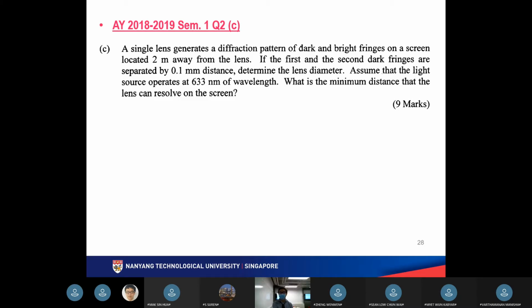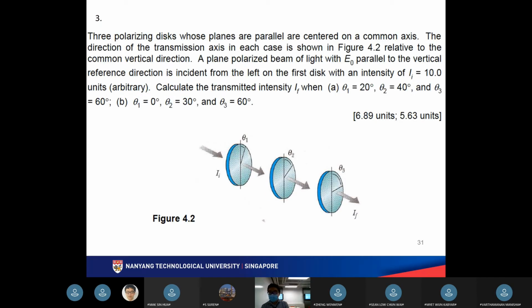There is another question tested about 3 years ago, but I don't have time to go through it. It is also about diffraction. You can see diffraction is actually tested quite often in the final examinations. I hope every one of you tries to at least understand this, especially its combination with the resolution. Okay, now let's take a look at question 3.